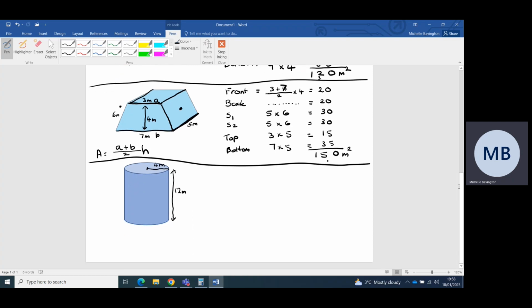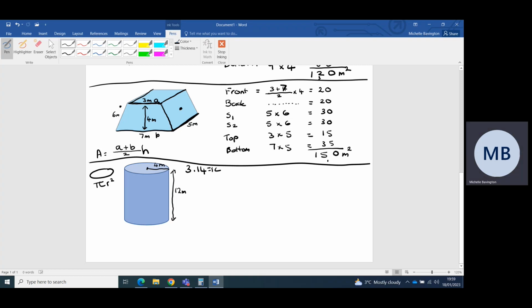Okay, the last but not least is your cylinder. As we know, to work out the circle bit, that is pi r squared. If you're unsure, please watch the video on circles. For this case, we're going to use 3.14 for pi.